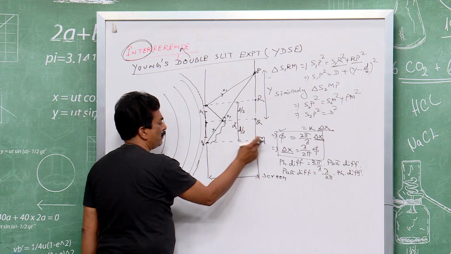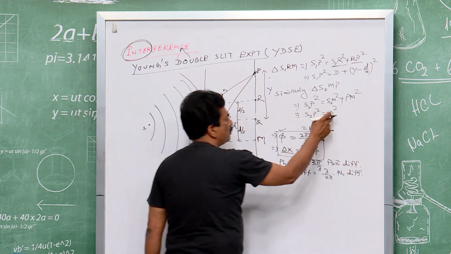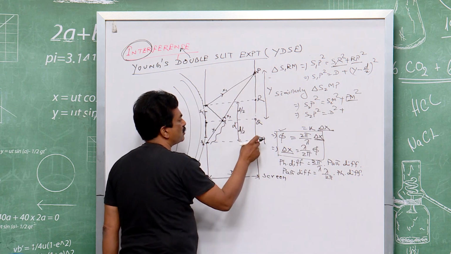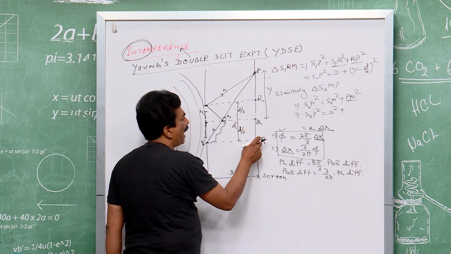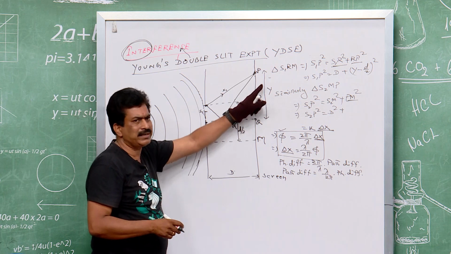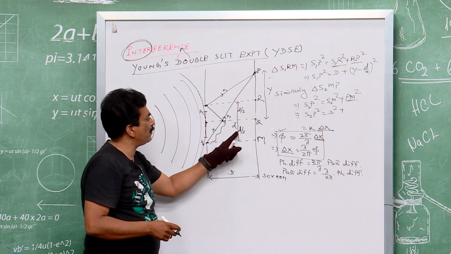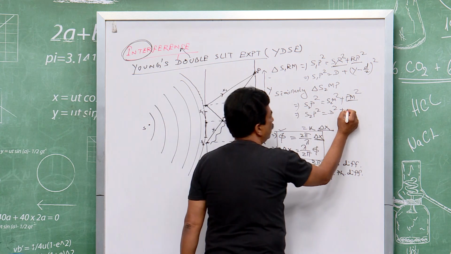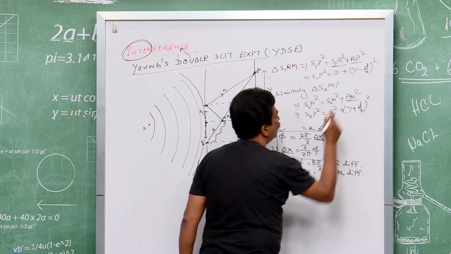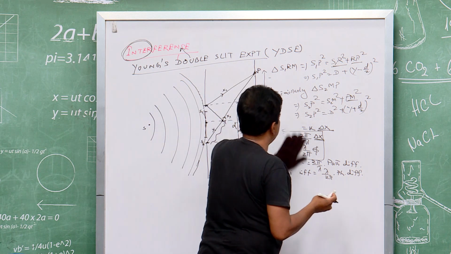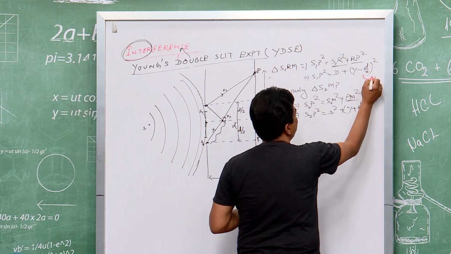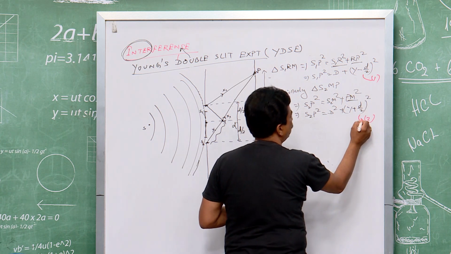You see S2M is nothing but the capital D. So capital D square plus PM, you see PM is equal to PQ plus QM. So PQ is equal to Y, and QM is equal to D by 2. So that is equal to Y plus D by 2 whole square, that is S2P square. Let us take this as equation 1 and this as equation 2.